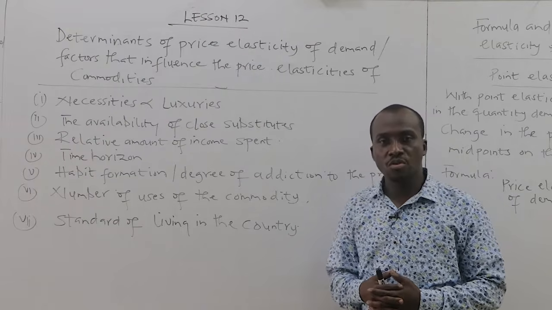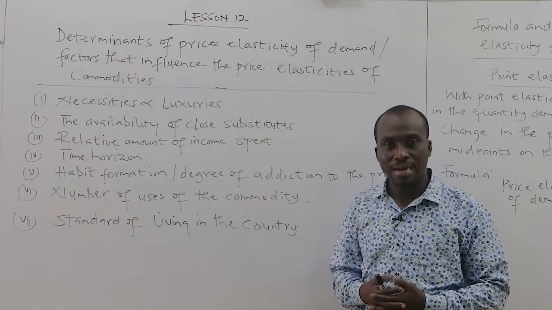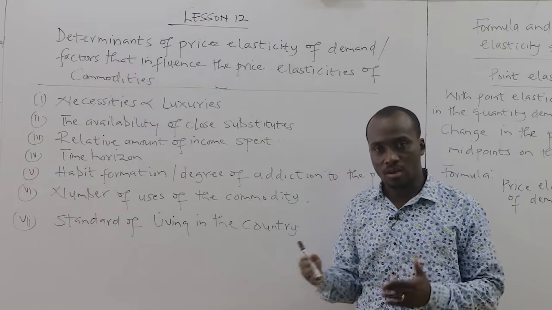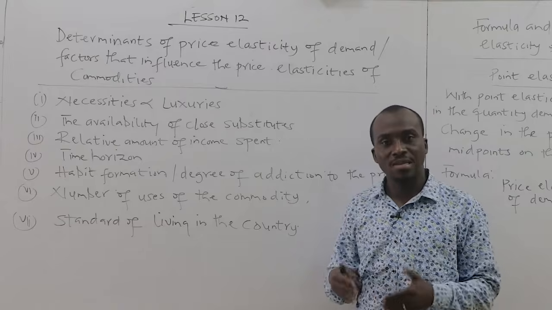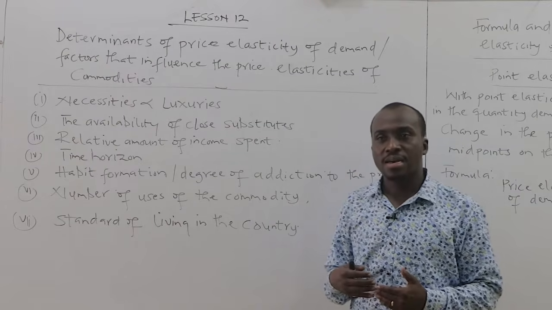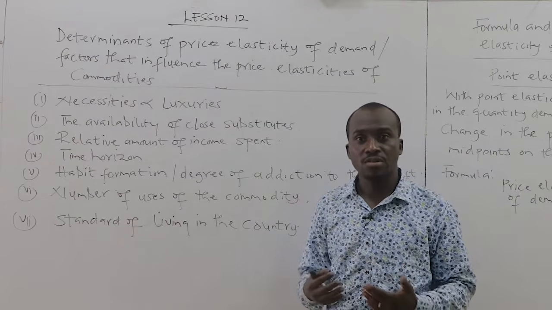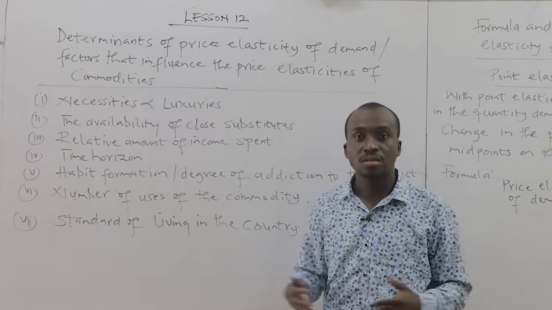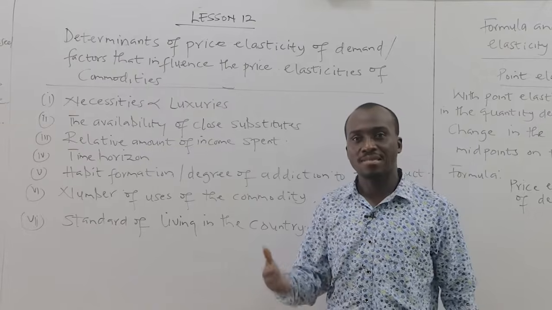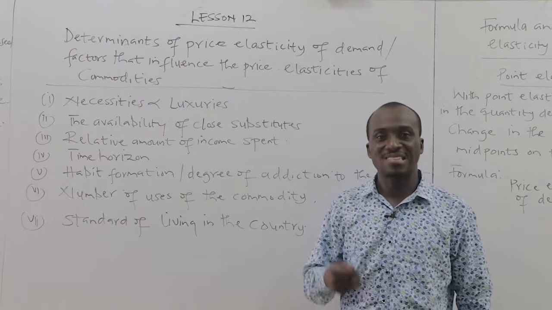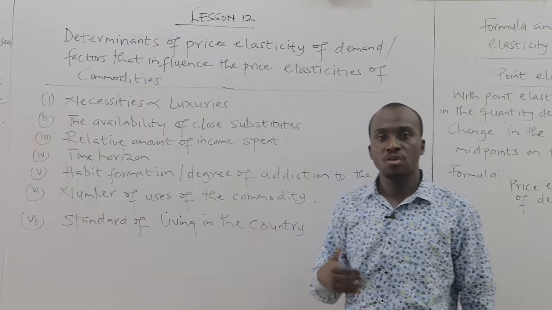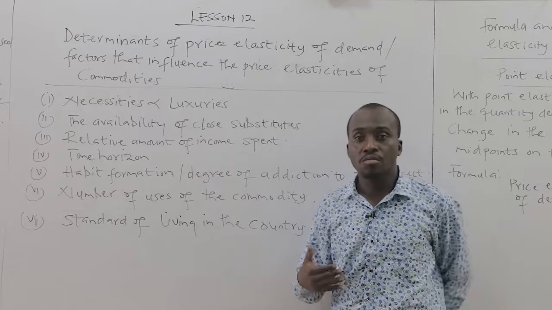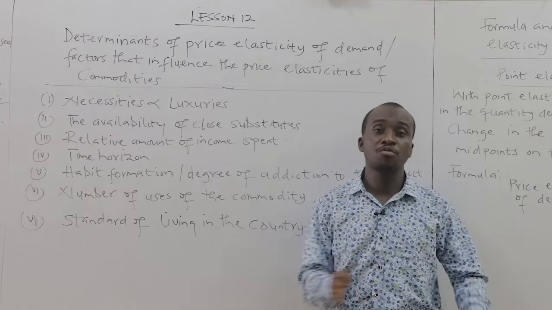I told you that most of the goods you and I buy on the market are either elastic or inelastic. I said that when the commodity is elastic, it means that it is very sensitive to change in price. A slight change in price brings about a large change in the quantity demanded. And when the commodity is inelastic, it's not too sensitive to change in price. So even if price increases, people keep on buying the product. Only few people stop buying.